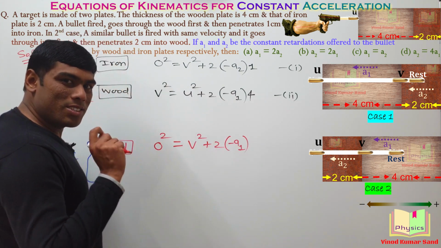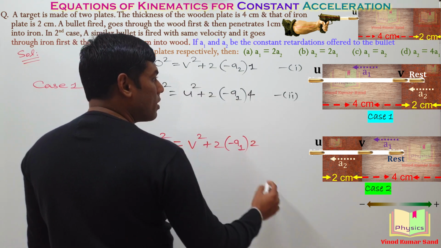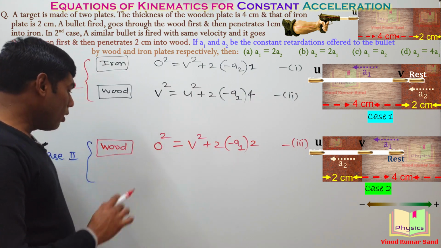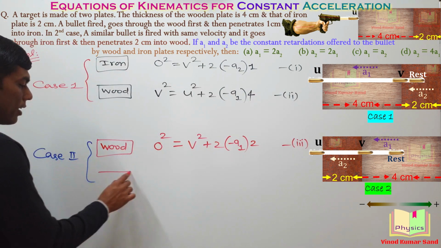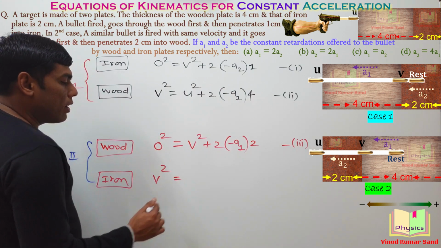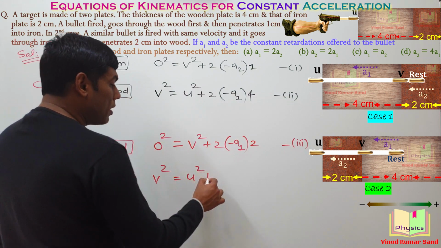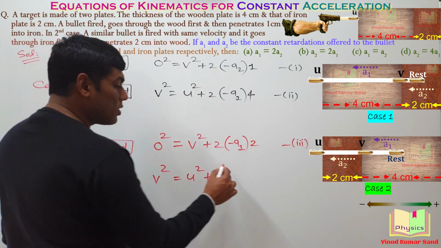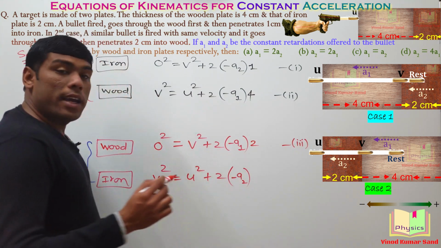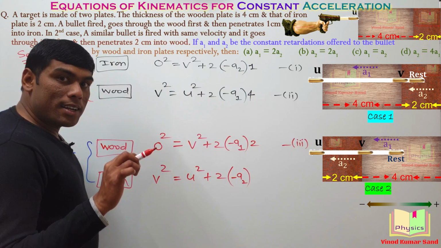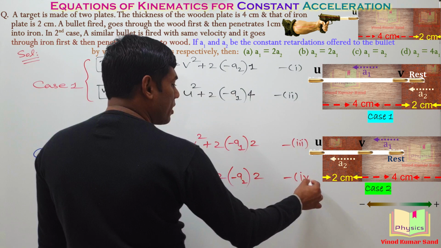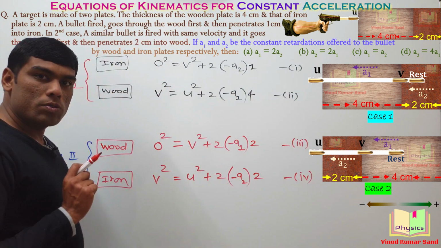And how much distance is it traveling inside the wood? 2 centimeter. Call it equation number 3. Is it okay? Now we are writing the equation for the iron. The bullet gets the final velocity v inside the iron, and the initial velocity was u plus 2. Inside the iron, the acceleration is a2 for the bullet, but the sign will be negative, minus a2, and the bullet is traveling what distance inside the iron? 2 centimeter. Okay, let's call it equation number 4.